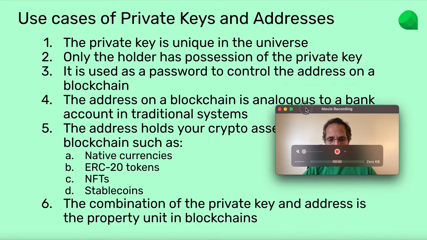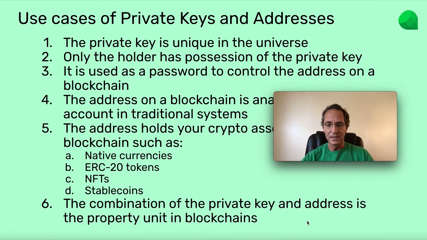And sixth, finally, the combination of the private key and address is actually the property unit in blockchain. That's what guarantees your property and your property rights. The fact that the public address is visible and people can see the asset doesn't mean that they have access to those assets. You are the only person that has access. So the blockchain serves in that sense as a property registry where your private key and your address are the property unit that correspond to you specifically.